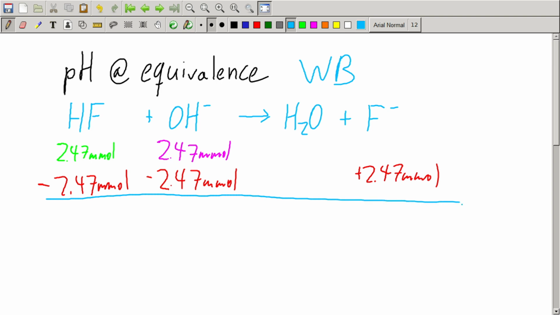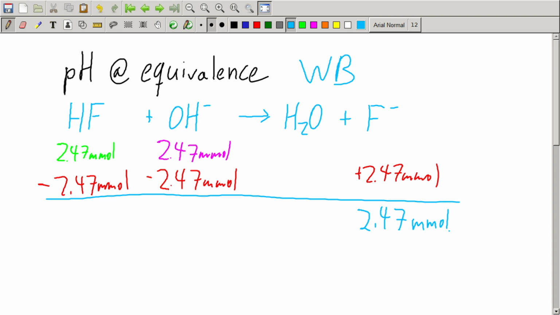And so, what do we end up with? We end up with a solution that contains 2.47 millimoles of conjugate base. Okay, now, there's no reason you have to do this. All you have to do is say, okay, at equivalence, if I start out with a certain number of millimoles of conjugate acid, I'm going to end up with that number of millimoles of conjugate base. Right? So really, you could just shorthand this. You could say, okay, at equivalence, I'm going to have 2.47 millimoles of fluoride ion here.